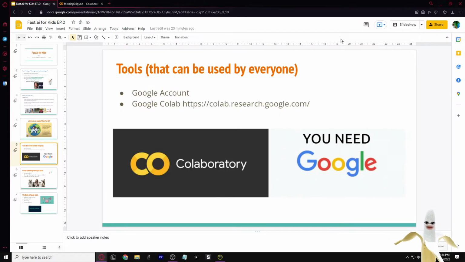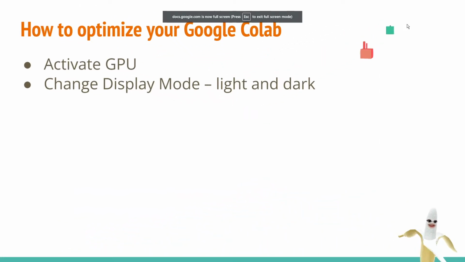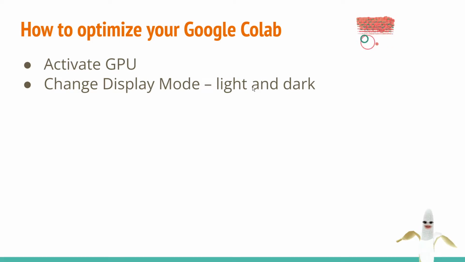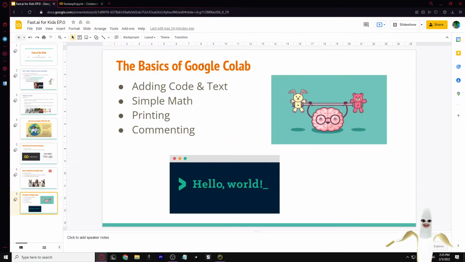And now we're going to look into our next slide, which is how to optimize our Google Colab. I already showed you how to change the display mode to light and dark, and I already showed you the secret setting, which is dogs and cats. But we're going to be looking at how to activate our GPU. What is a GPU? A GPU is a graphics card, which basically allows you to run neural networks hundreds of times faster than a CPU can. So we have to set it to GPU, or else it'll default to CPU.